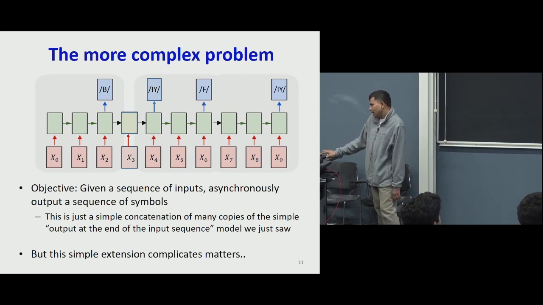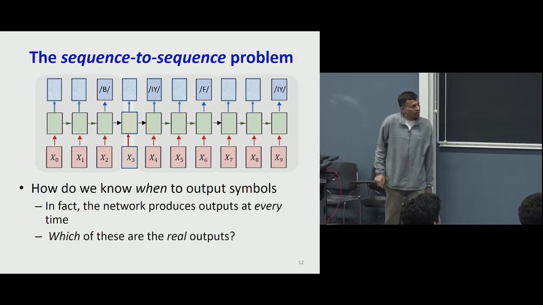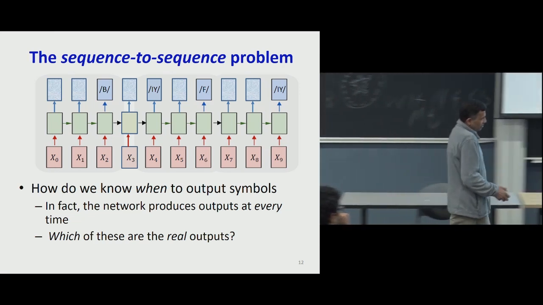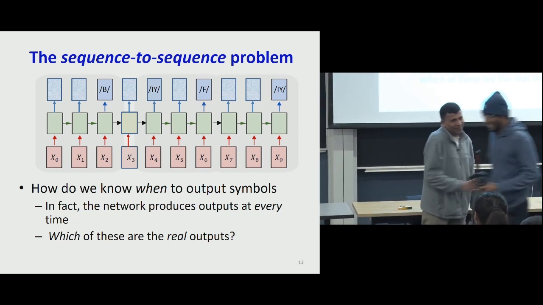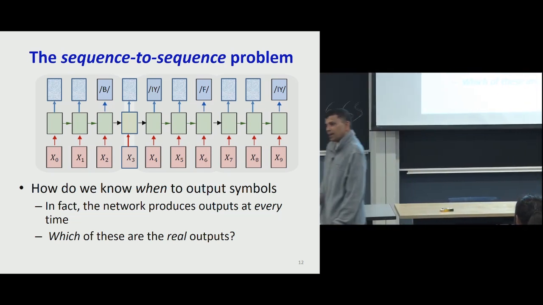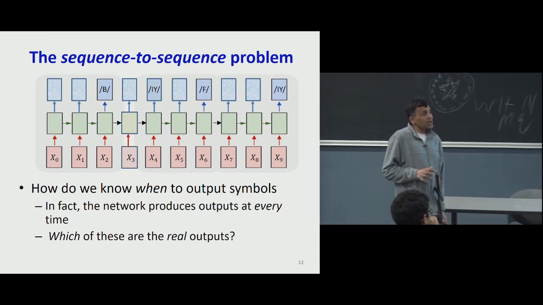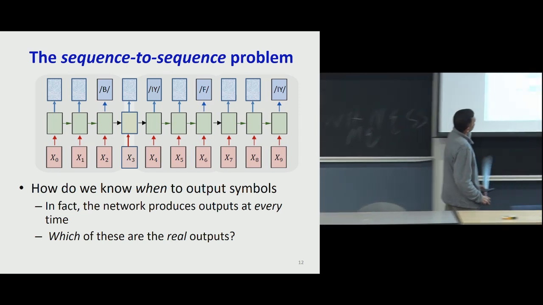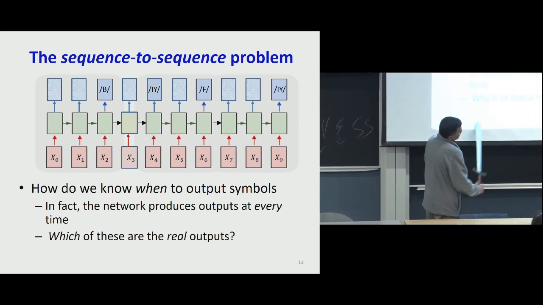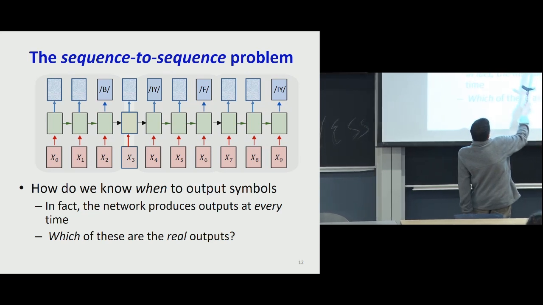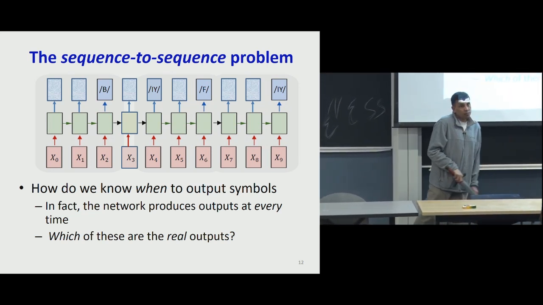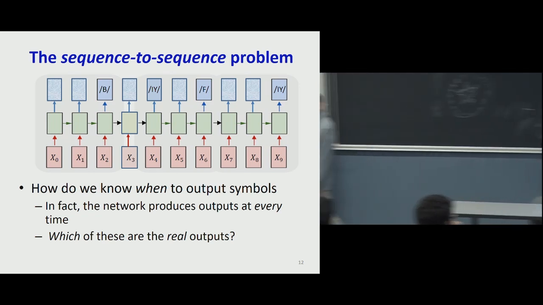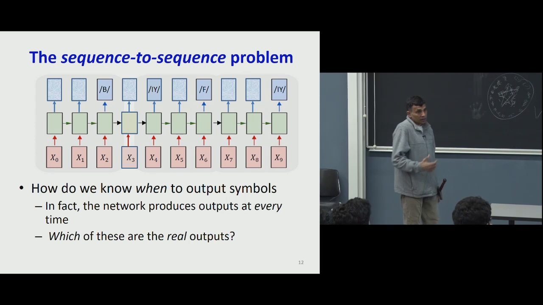But this simple concatenation made things really complex, in the sense that both during decoding and during training, you would not necessarily know exactly where these symbols must be output. In fact, the network produces outputs at every time, and at some single instant of time, the output is actually what you want to see. The rest of them are kind of spurious, and it's hard to know which of these is the actual output.